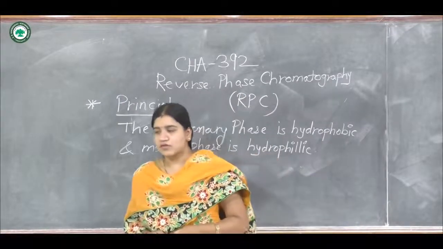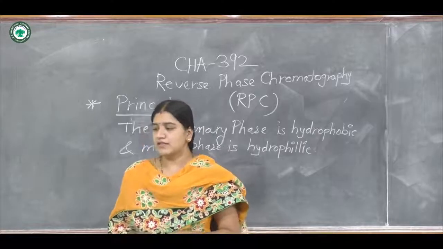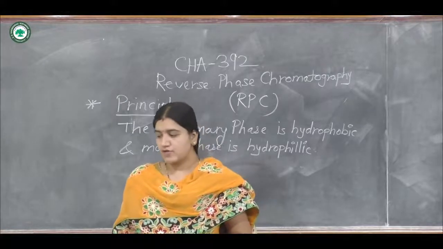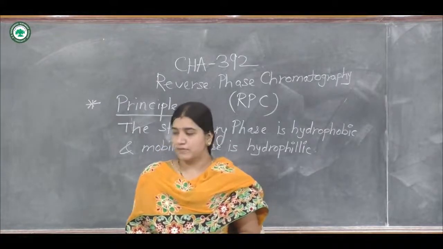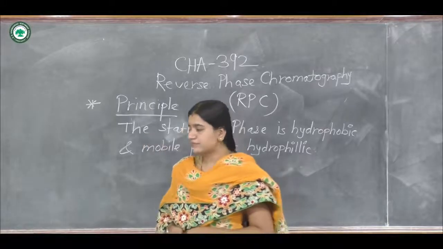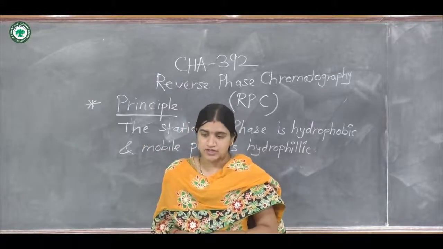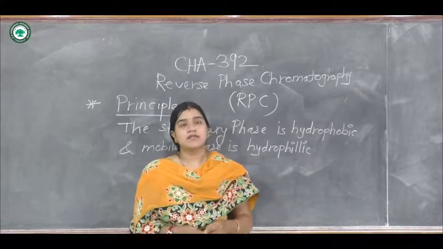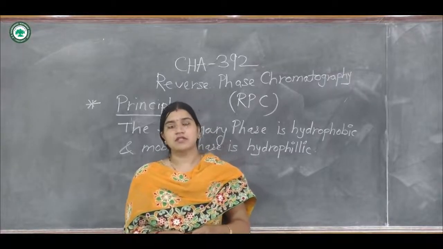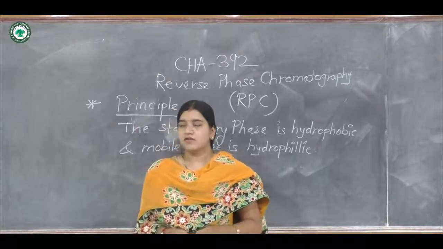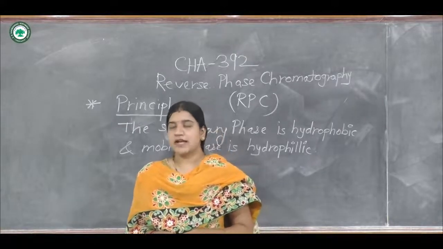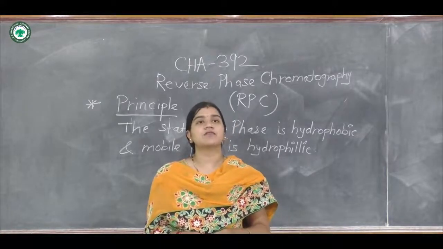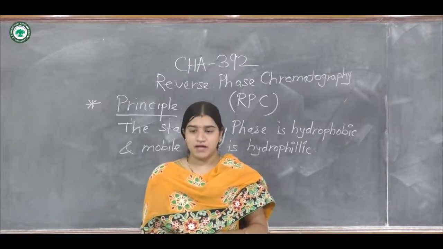So for reverse phase chromatography, what are the necessary things? In the case of normal chromatography, the stationary phase is hydrophilic while the mobile phase is hydrophobic. But in this technique, the properties of the stationary phase are changed. The stationary phase is made hydrophobic, and after that we can start the process of elution. So in case of RPC, there is a strong interaction between the stationary phase and the different types of solvents.